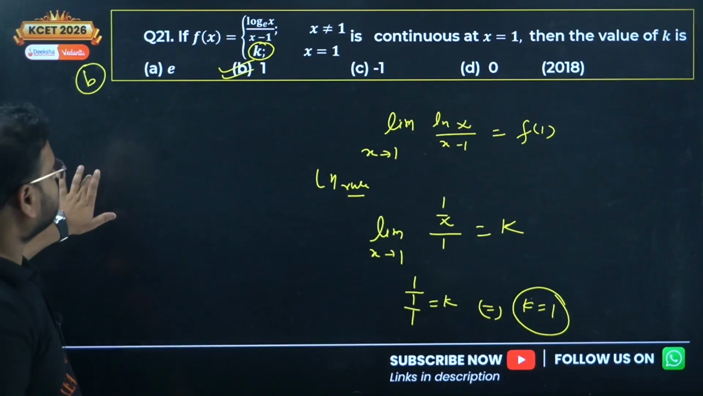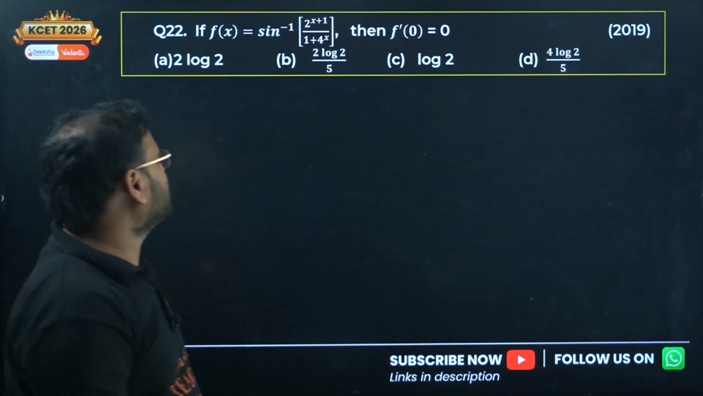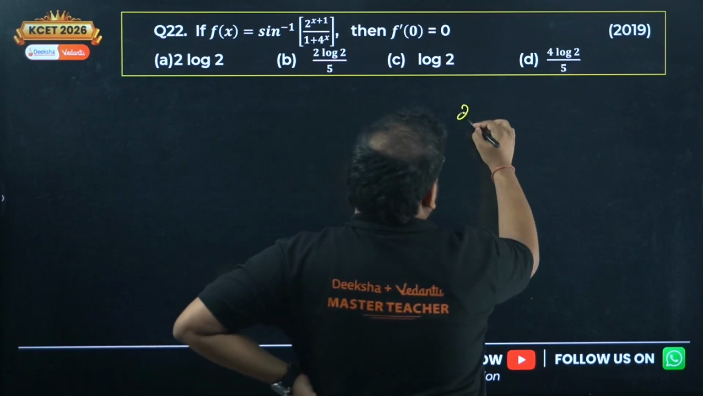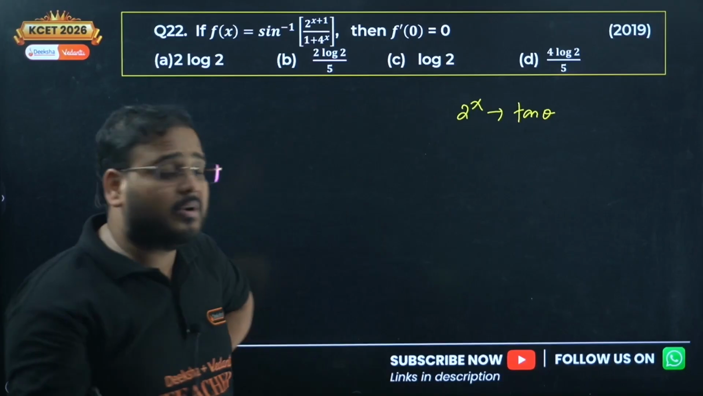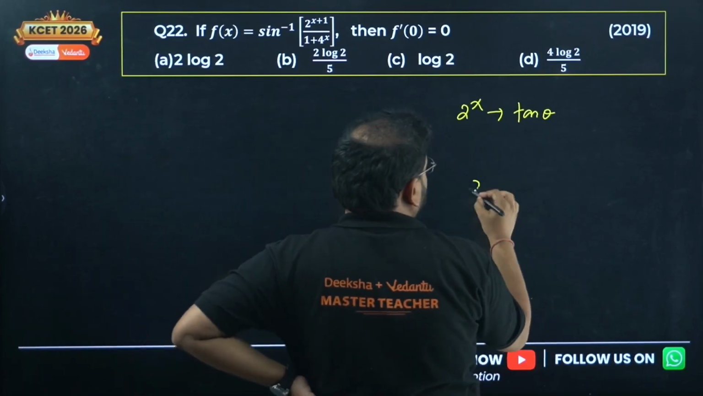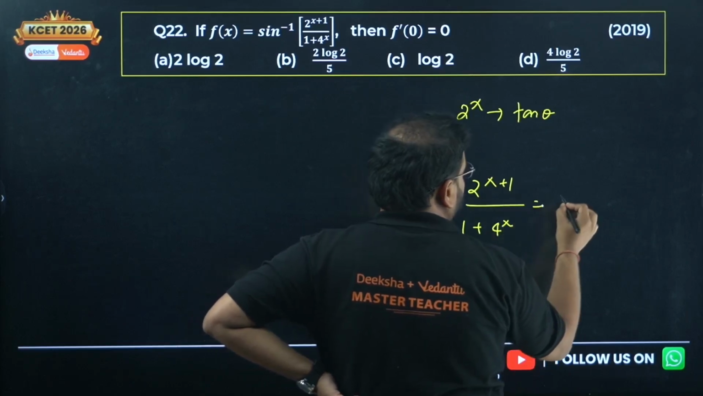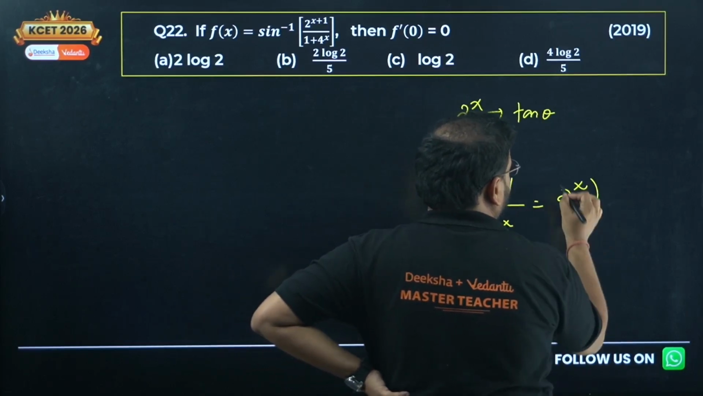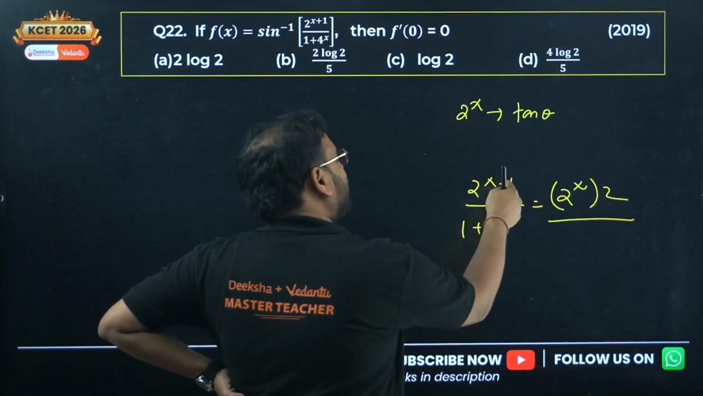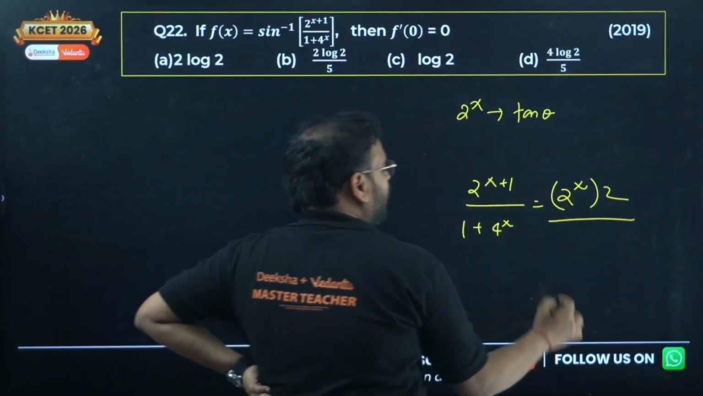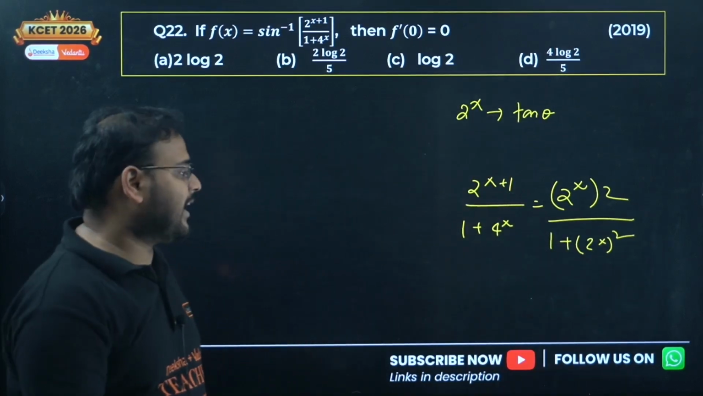Clear? Next. F of x is sine inverse of 2 power x plus 1 upon 1 plus 4 power x. In this question, take 2 power x as tan theta. How come, sir? Because there's a formula actually. We'll come to that later. Write this first: 2 power x plus 1 upon 1 plus 4 power x. 2 power x into 2. I'm taking this power 1 separately as 2 power 1, which is 2. Over here, 1 plus 2 power x, whole power 2.